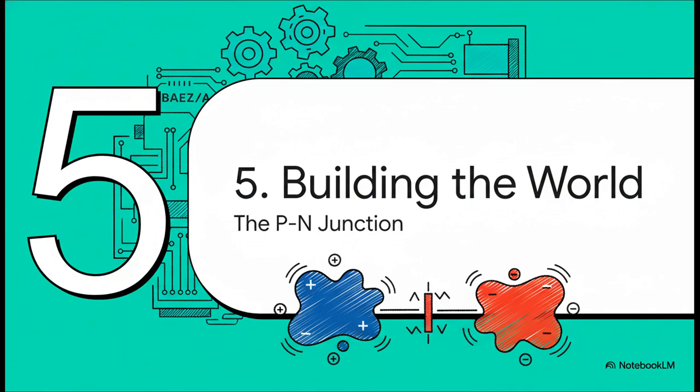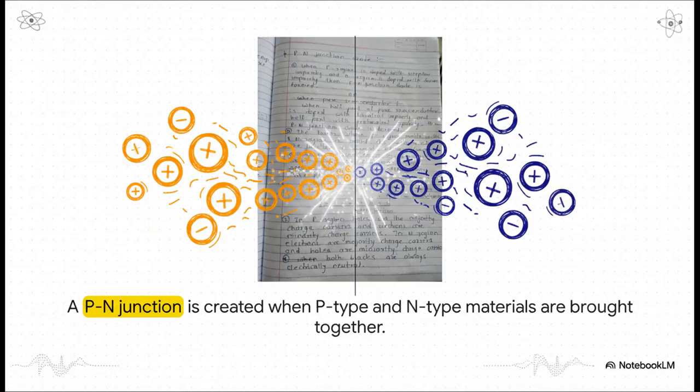Okay, everyone, this is the grand finale. We have our N-type material loaded with extra electrons. We have our P-type material full of these holes. We've hacked them both. So, what happens if we just stick them together? Well, we create the single most important electronic device ever invented, the p-n junction. It's really as simple as it sounds.